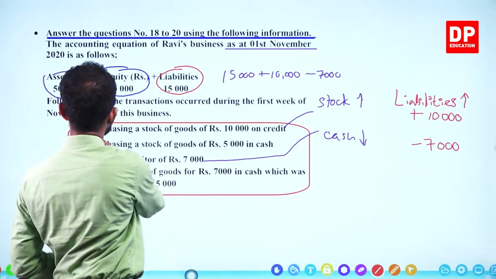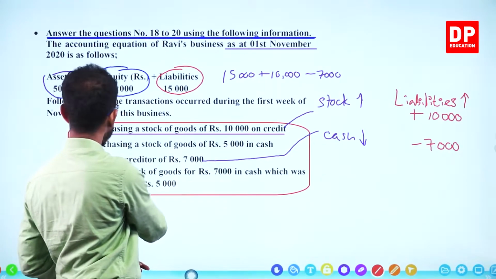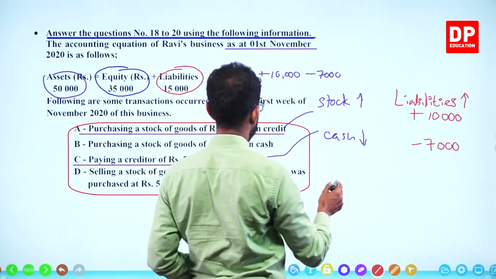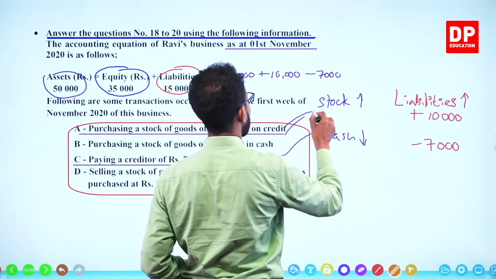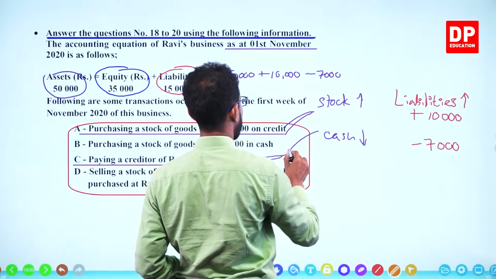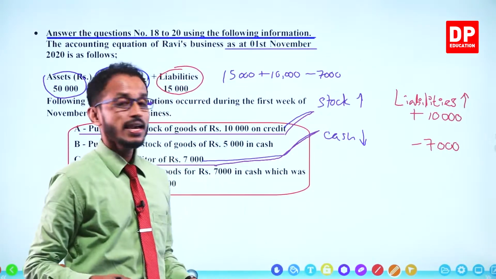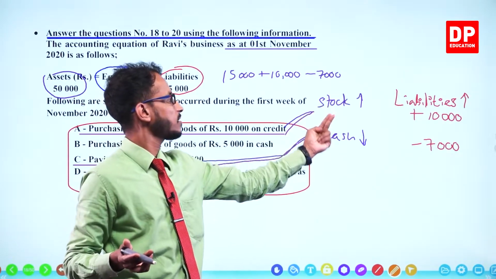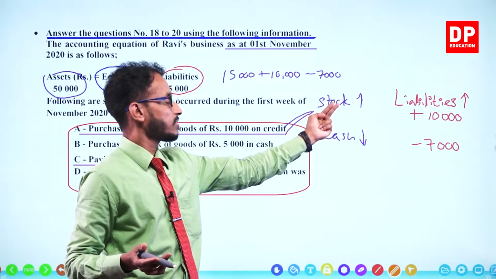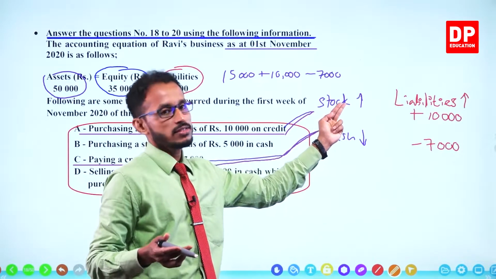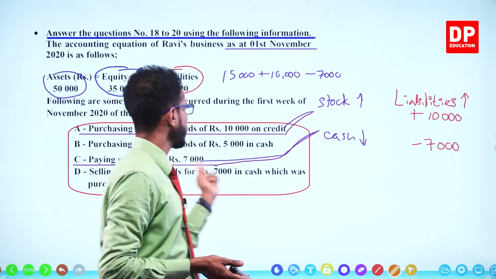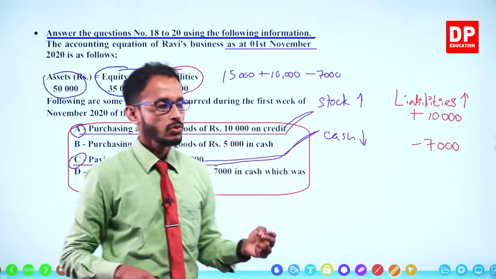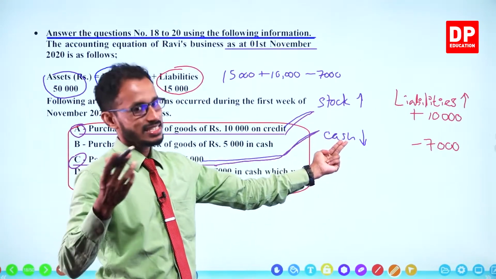Yeah, the first one we have marked, and the third one also. A and C we have marked. Both transactions affect the asset. In the first one, transaction A, stock increases, and stock is an asset. In the second, C, cash decreases, and cash is an asset.